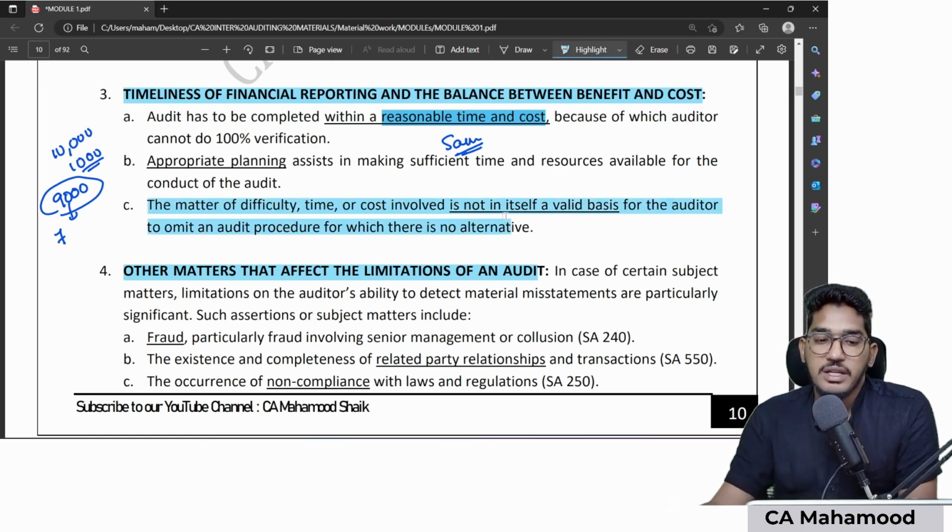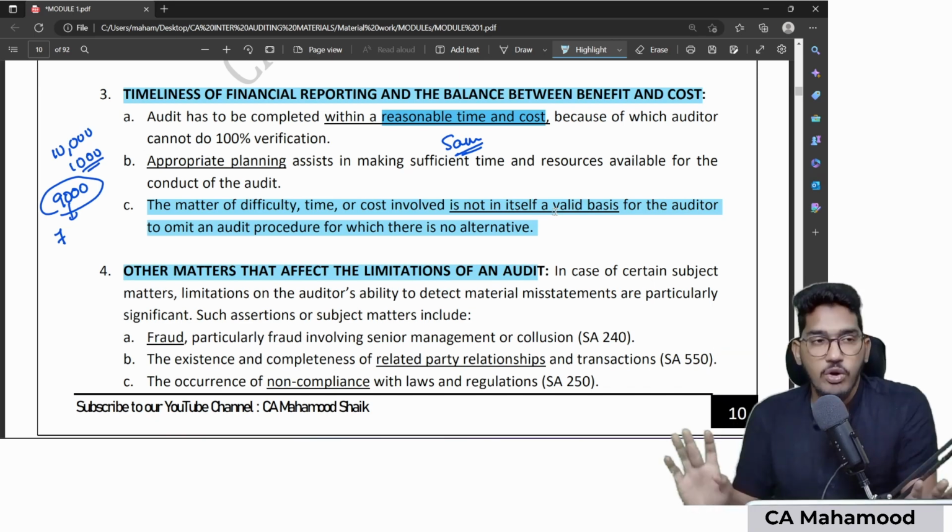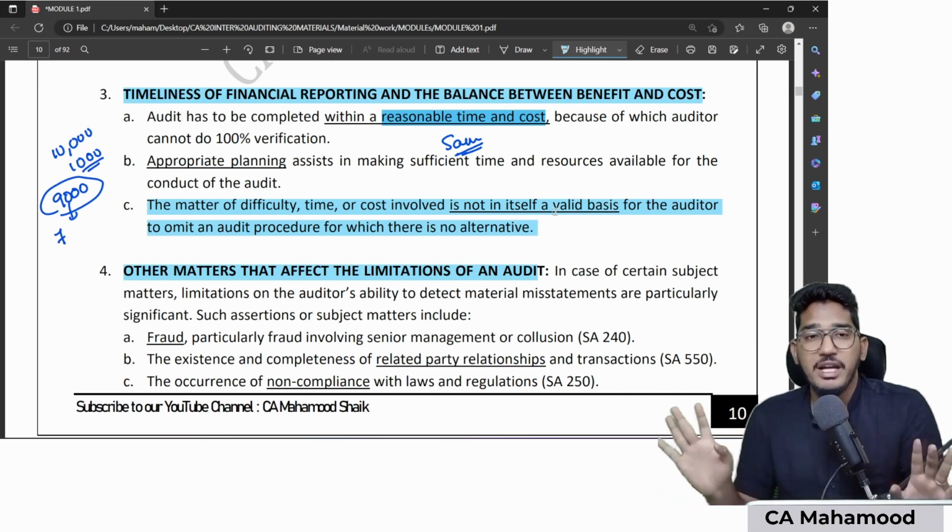The matter of difficulty, time or cost involved is not in itself a valid basis to omit an audit procedure for which there is no alternative. That means you can't simply use time and cost as a reason for altogether omitting audit procedure. You are not performing any audit procedure.